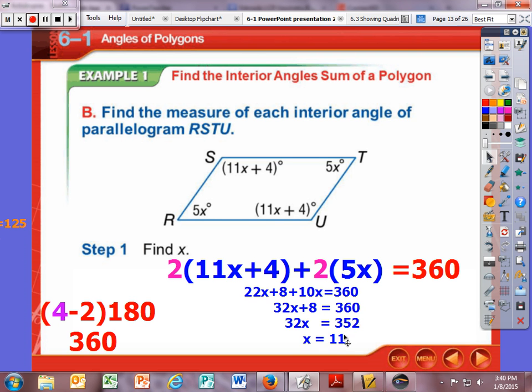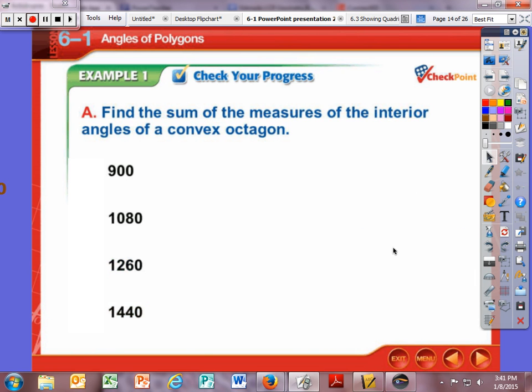Now, remember what the directions said. Don't stop at x. That's step 1. But the directions say find the measure of each interior angle. So we have one more step to do, don't we? Take your x, plug it back in to each one of these, and find your measurements. Okay, so to do that, it's very simple. You're just going to plug right in. 11 times 11 plus 4 is 125. And then if you plug in here, 5 times 11 is 55. Okay, so these are your final answers. S and U are both 125, where R and T are both 55. Alright, pause the video and try this one on your own.